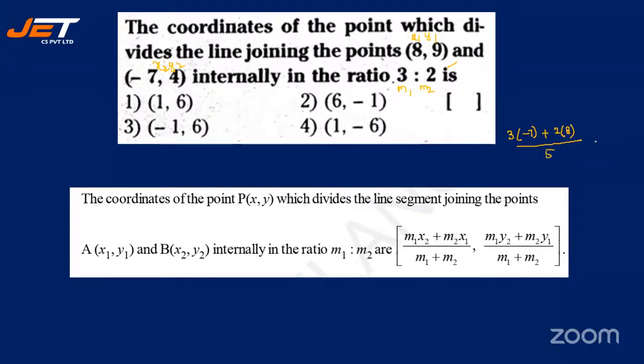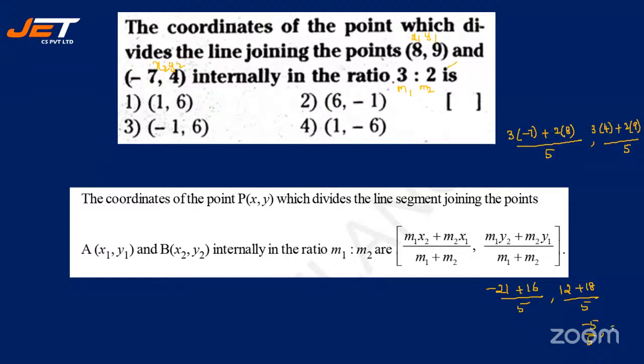3 plus 2 is 5. And what is the next one? m1 y2: 3 into y2, which is 4, plus m2, 2 into y1, which is 9, by m1 plus m2, which is 5. So now I have -7 into 3 is -21 plus 8 2s are 16 by 5. Next, 4 3s are 12 plus 18 by 5. So -21 plus 16, which is -5 by 5.